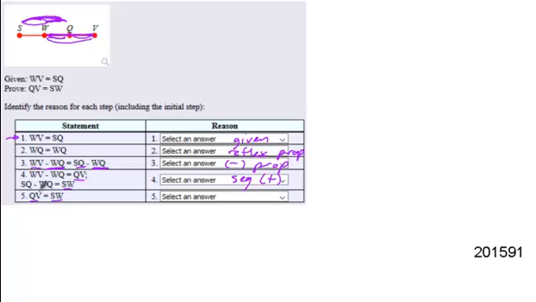So instead, I probably need to come about it by substituting. If I take my equation from step 3, what can I replace WV minus WQ with? Its equivalent is QV. And what can I replace SQ minus WQ with? Its equivalent, SW. So replacing with the equivalent values is substitution.